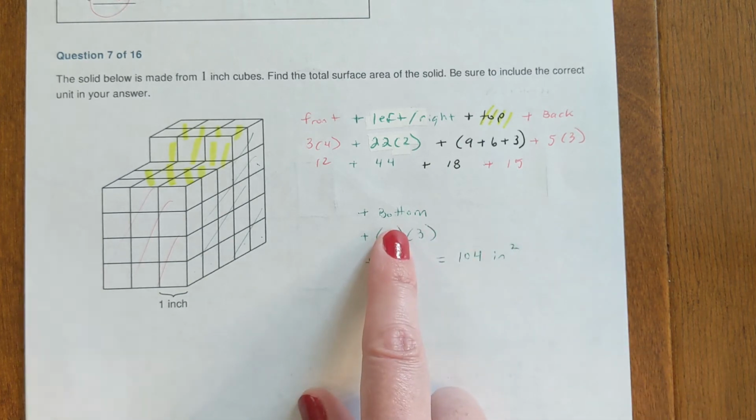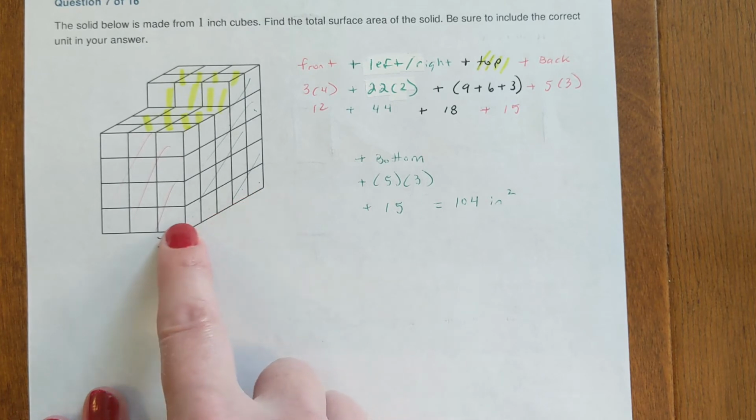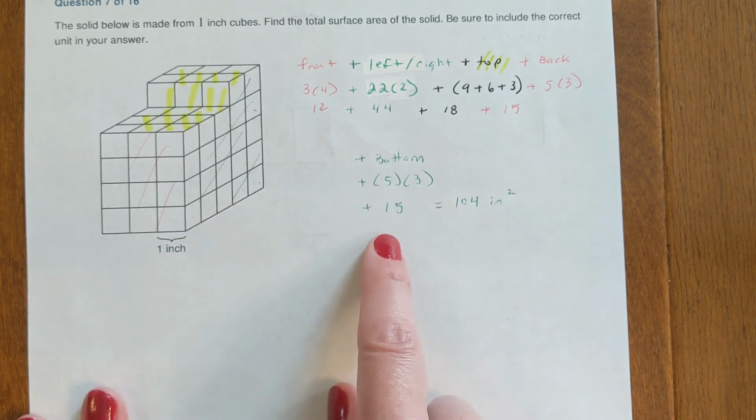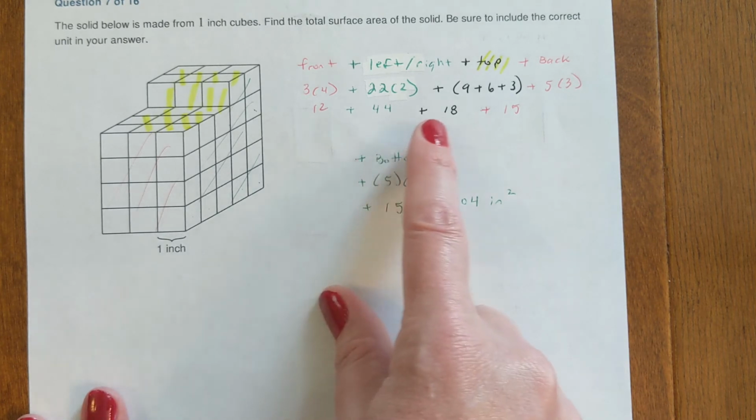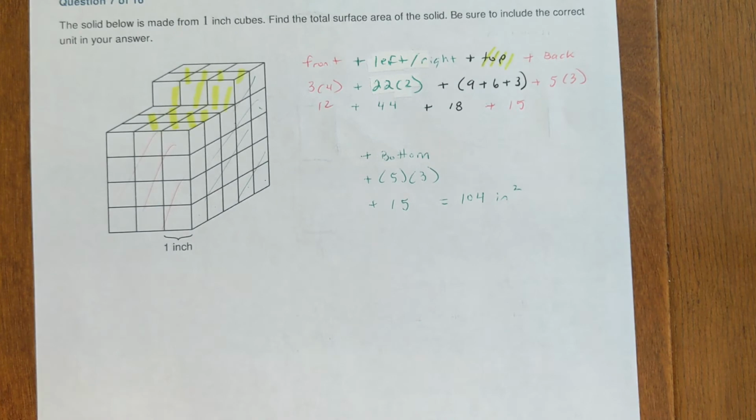And then don't forget the bottom of the darn thing. The bottom of it is going to be 5 across, and then 3 this way. So the bottom is 5 by 3 or 15. So add them up: 12, 44, 18, 15. That adds up to 104 inches squared.